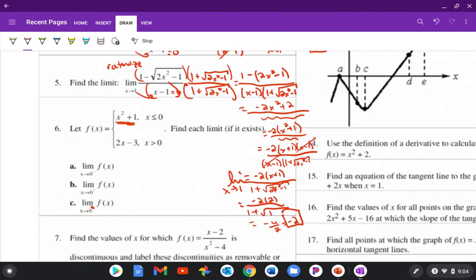So when we plug 0 in the top function, we get 0 squared plus 1, which is just 1. The limit from the right is going to be the bottom function because those are numbers greater than 0. So that's going to be 2 times 0 minus 3, which is negative 3. So A and B is 1 and negative 3. And then the limit overall, well, since these are not equal, the limit would be D and E.